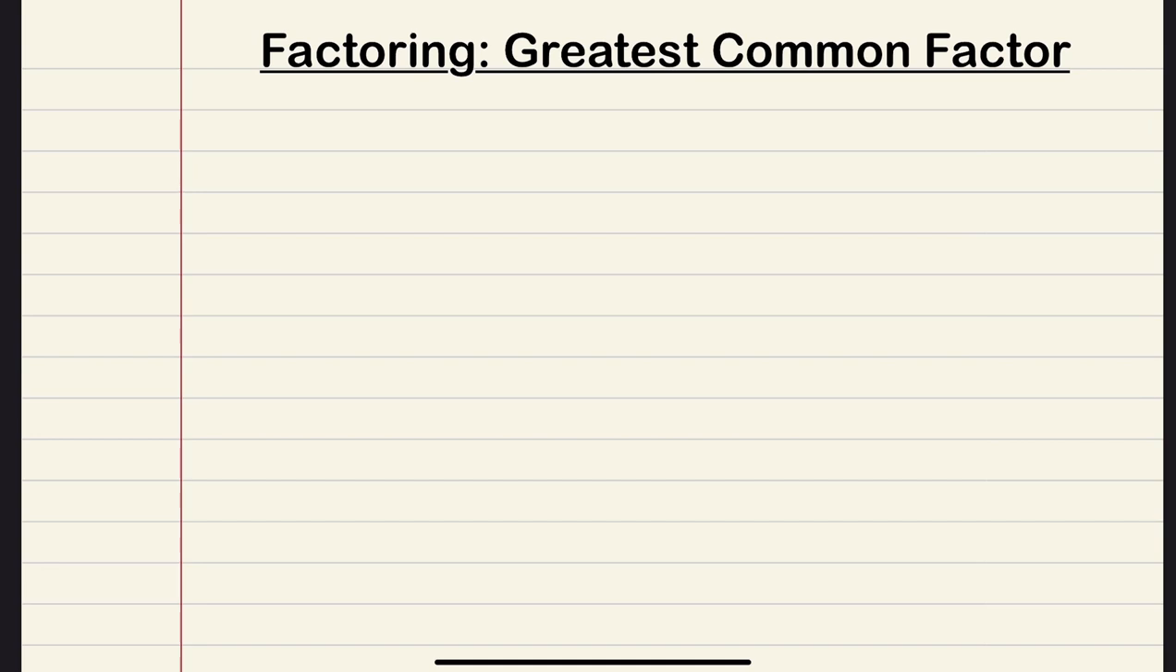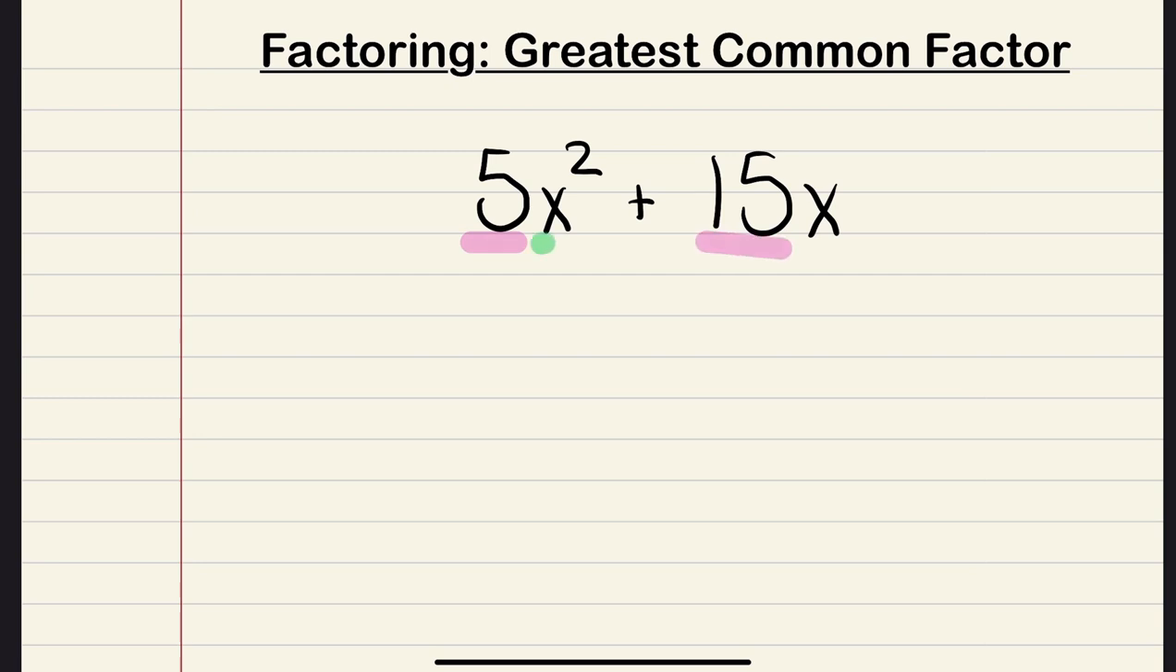So let's take a look at the first example that was on the cover, and that example was 5x squared plus 15x. So in this example, as in all examples, we're going to take a look at the numbers and the letters in this problem. So in 5 and 15, the largest number that fits inside of both is 5. So I'm going to go ahead and pull that 5 out.